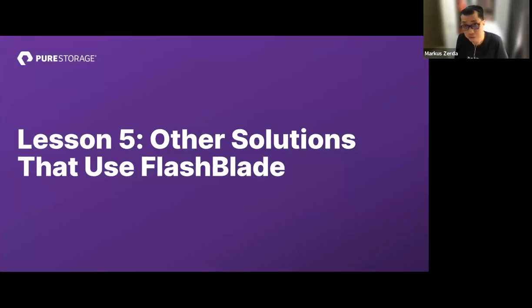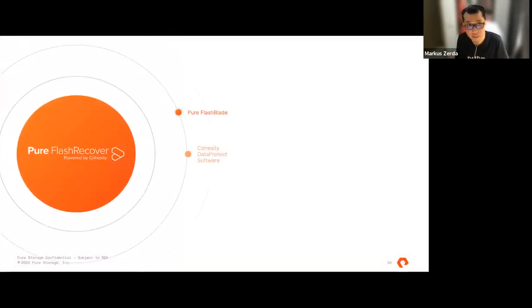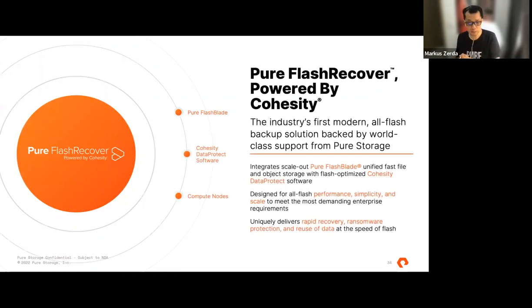Other solutions that use the FlashBlade. So I mentioned this earlier. We work with Cohesity to create a product called Flash Recover. Okay. So it's a complete rapid backup, rapid restore solution. So it consists, of course, of Cohesity Data Protect, the compute nodes for Cohesity, and of course, the FlashBlade, right? Support in terms of this is all going to Pure Storage. So if the customer has any issue with their Flash Recover solution, they can go directly to Pure Support, all right?